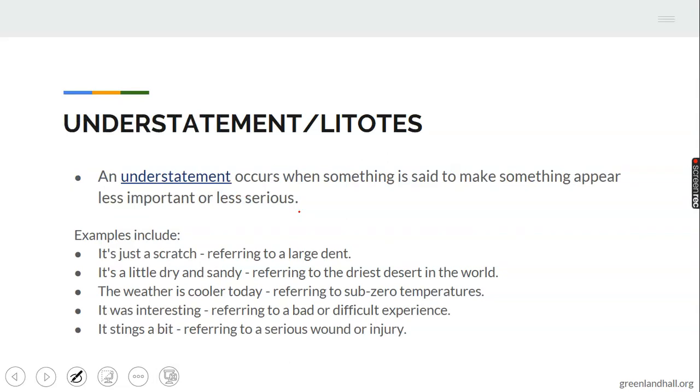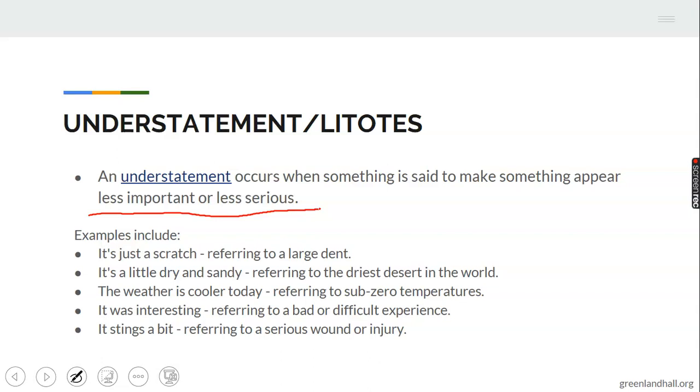Then understatement. This is saying something serious in a less important, less serious way. Imagine somebody of 13 years impregnated, but I don't want to say it in a harsh way. I can simply tell you that she has been put in a family way, as if it's no big deal. Look at my examples. It was just a scratch, as if no big deal, man, just a scratch. But it is something serious, but we are just trying to downplay it.